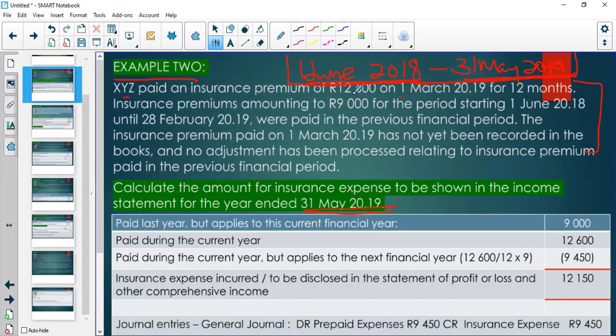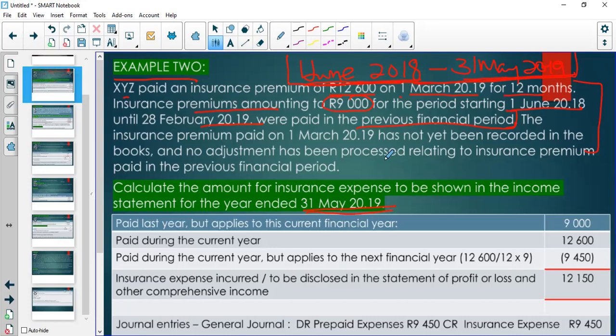They paid 12,600 for 12 months on 1 March, and insurance premiums amounting to 9,000 was paid for the period starting 1 June 2018 until 28 February 2019. They were paid in the previous financial period. So we don't care when they were paid, as long as it's an expense for the current period. In other words, if we enjoyed the service or the insurance was to cover the months for this current year, we don't care when it was paid.